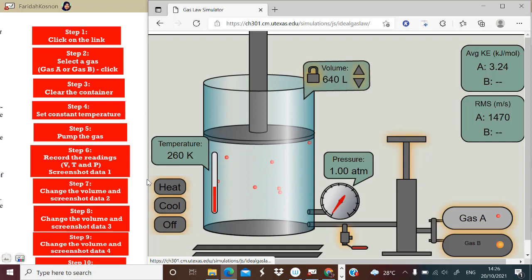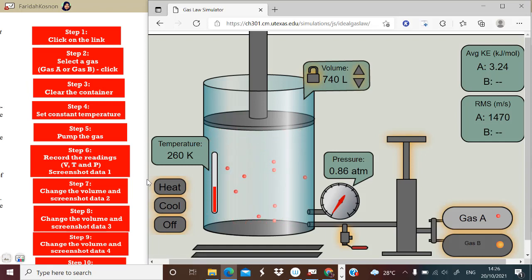Okay, katalah saya nak tambah sedikit dia punya volume. Okay, lepas tu saya klik sekali untuk stop. So now the volume occupied by the gas A is 740 liter and its pressure is 0.86 atm. So kalau you nampak tadi, when the volume occupied by a fixed amount of gas at constant temperature 260 Kelvin, dia akan berkadar songsang. Okay, inversely proportional to its pressure.